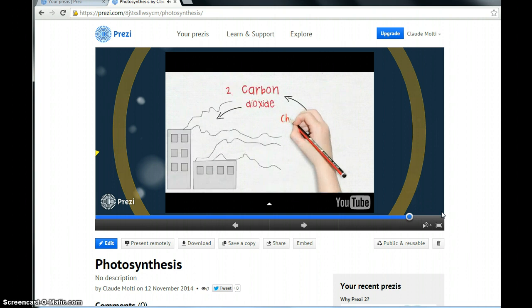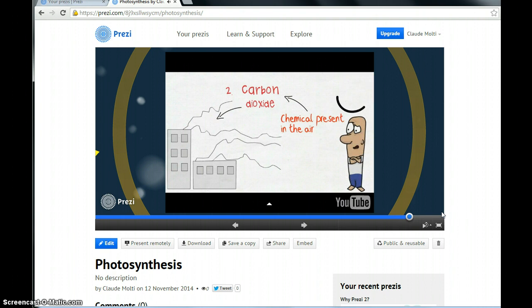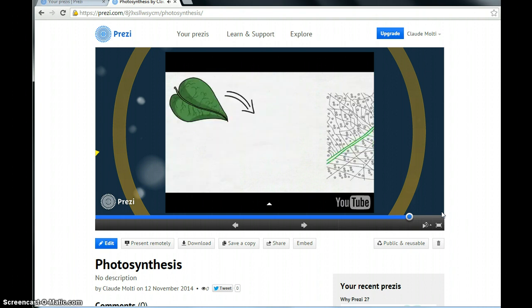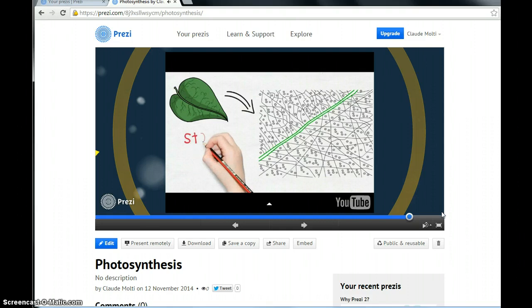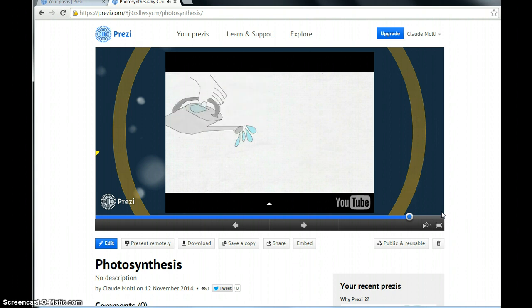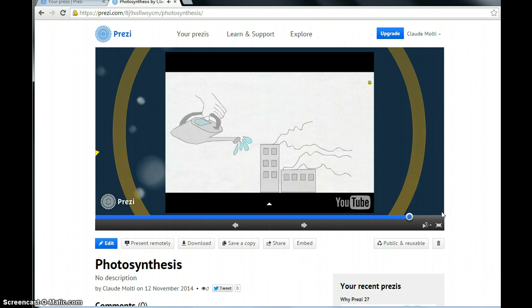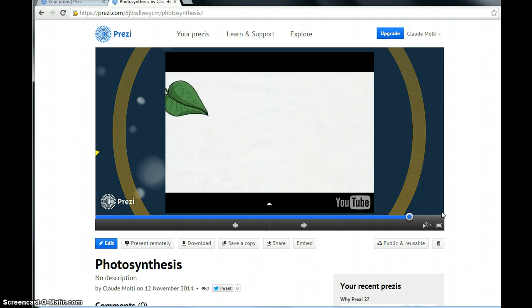You've probably heard of carbon dioxide. It is a chemical that is in the air. So how do plants absorb carbon dioxide? Well, plants have small openings on their leaves. These are called stomata. Once plants have both water and carbon dioxide, they need one more key ingredient, that is light.